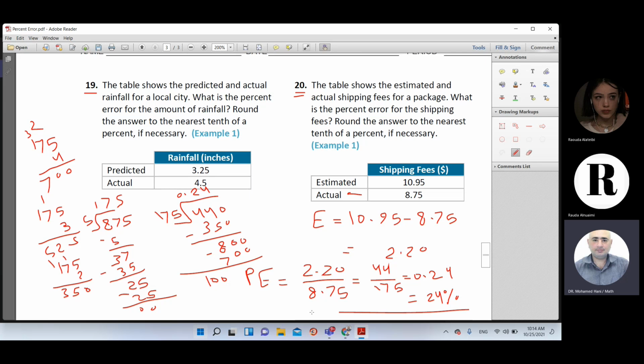So continue this as a homework. I will send the homework and the answers. So you can try in your home, then you can compare between your answer and the right answers. Okay.